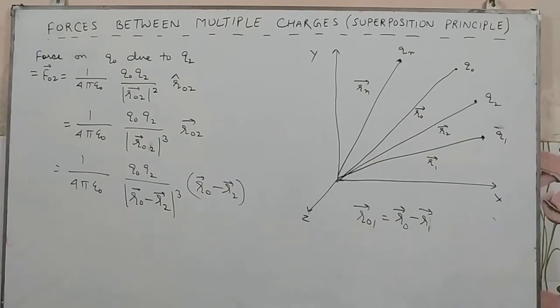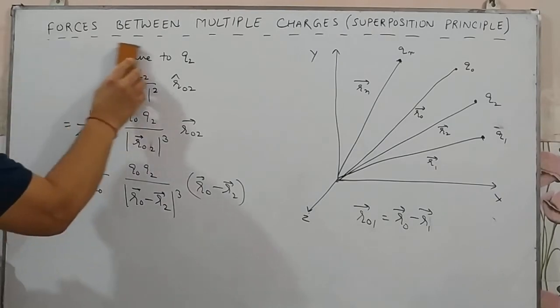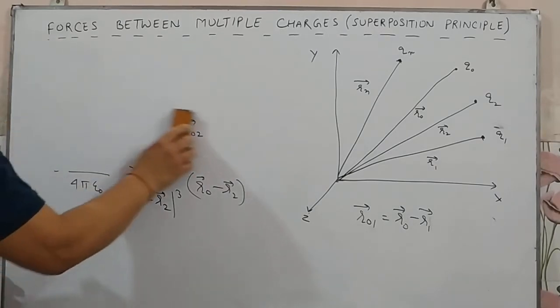So this is the result for the force on Q0 due to Q2. Similarly, we can go for the results for all the charges, which gives us the expressions for the individual forces exerted by each of Q3, Q4 up to Qn. So in the end, what do we have? We have the total force exerted on Q0 is the vector sum of all these forces.